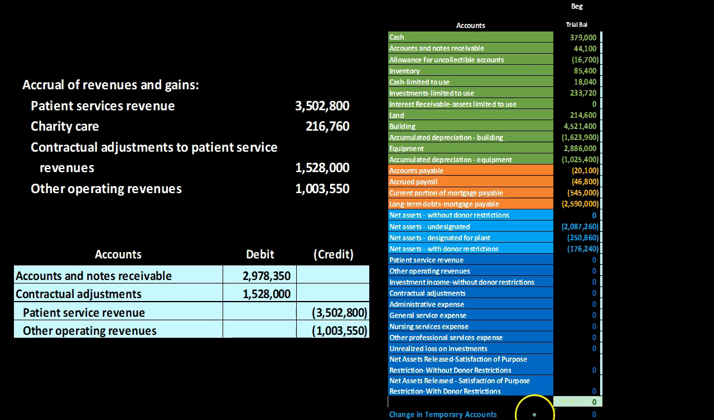Down below here, we're going to show the change in the temporary accounts, which would be similar to the income statement or net income type of number. That's going to be the sum of all of these dark blue items, and we note that the debits will be in positive numbers in our trial balance, the credits negative. This green 0 indicates the fact that the debits minus the credits is 0, which means that we are in balance. The double entry accounting system is working.